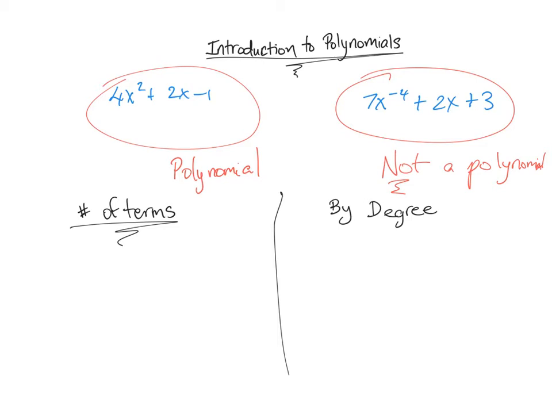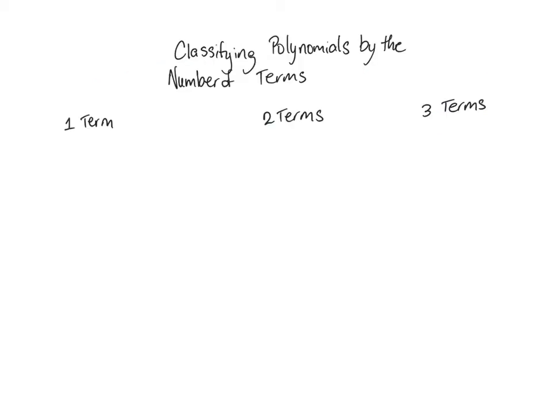So for example, let's turn the page so we have more space. Okay, so first we're going to look at how to classify it using the number of terms. So for example, if we have something like 8x squared, or if we have something like 9x, or if we have something like 3, these are separate ones. Each of those is called a monomial. Mono for one, monomial. So a monomial has only one term.